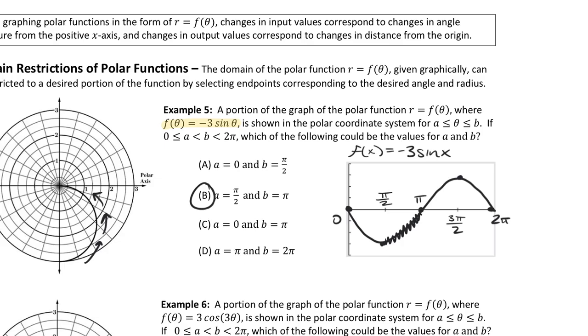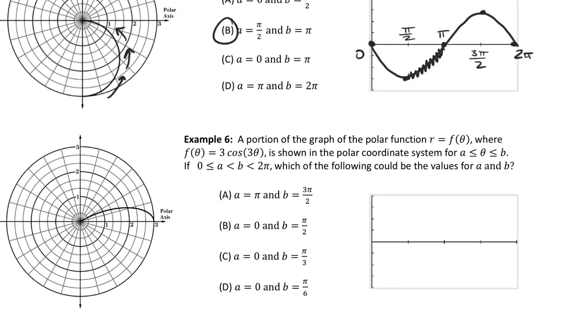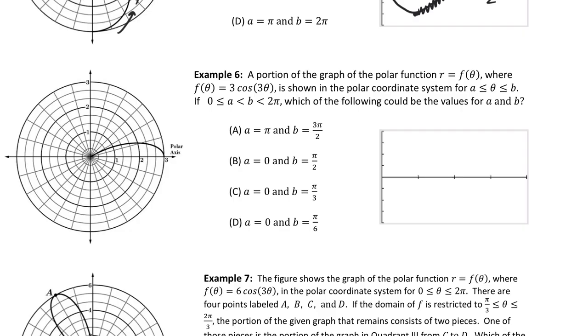I'm still going to do the second one with you because I feel like we still need B. Is that okay? Okay, example 6: a portion of the graph of the polar function r equal to f of theta, where f of theta is equal to 3 times cosine of 3 theta, is shown in the polar coordinate system between some a and b values, where a and b are between 0 and 2 pi, or some chop of this graph between 0 and 2 pi. Which of the following could be the values for a and b?